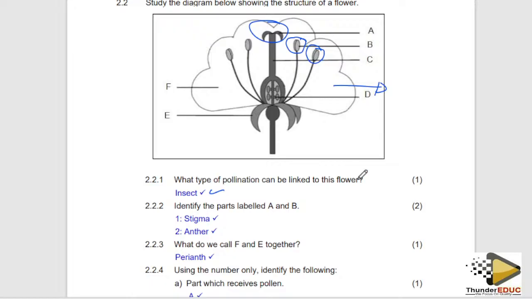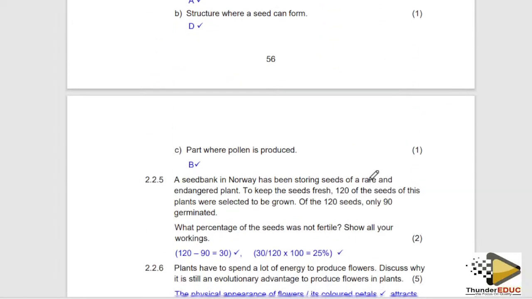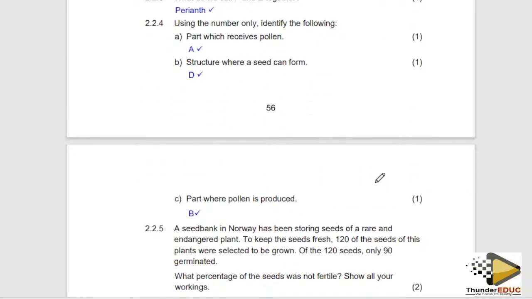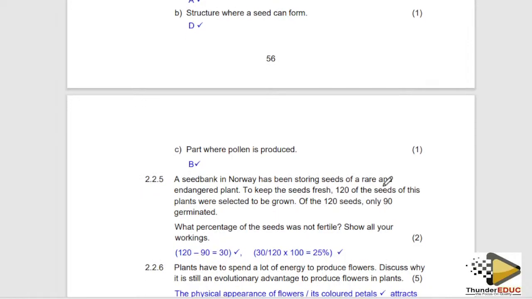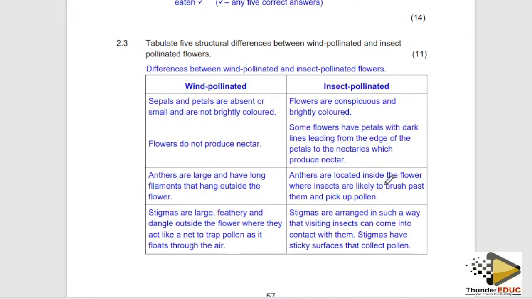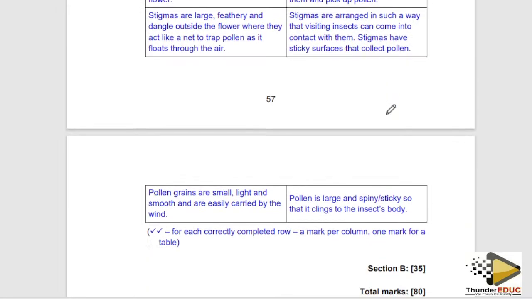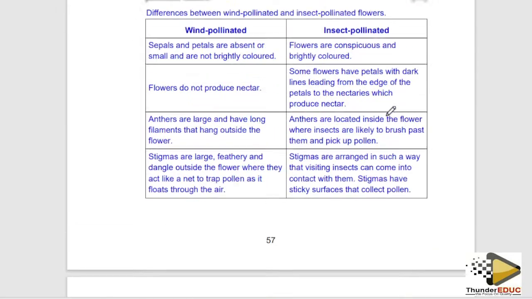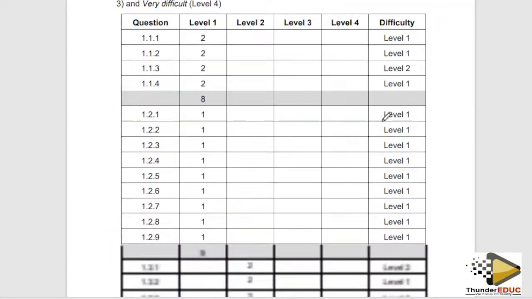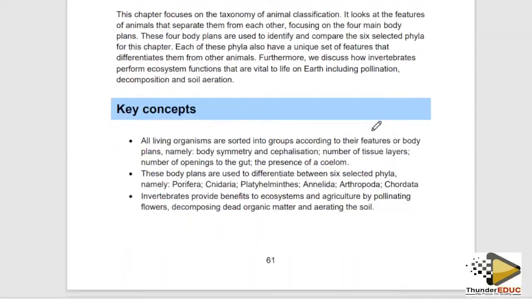So we have some characteristics which we are supposed to look at to classify whether it's a wind-pollinated flower or an insect-pollinated flower. So I'm not going to go through the questions. This is what I was saying. Wind-pollinated flower, insect-pollinated flower. So at least go when you know that. Yes. So I think I'm done with that. Now we are going to the next question.